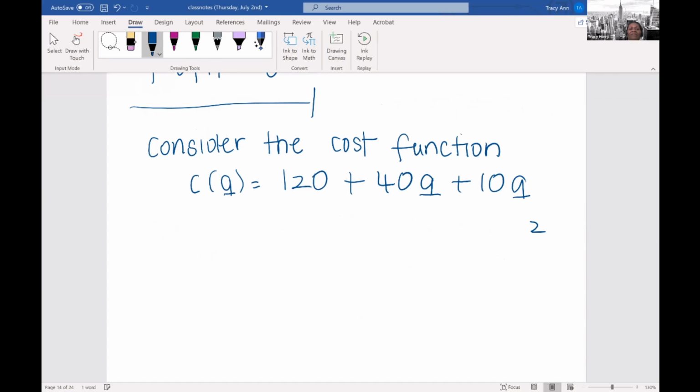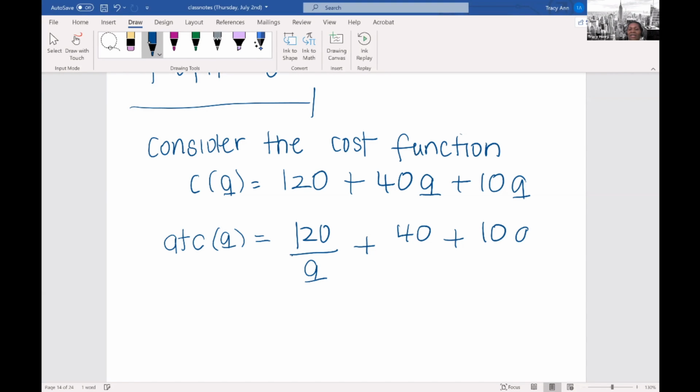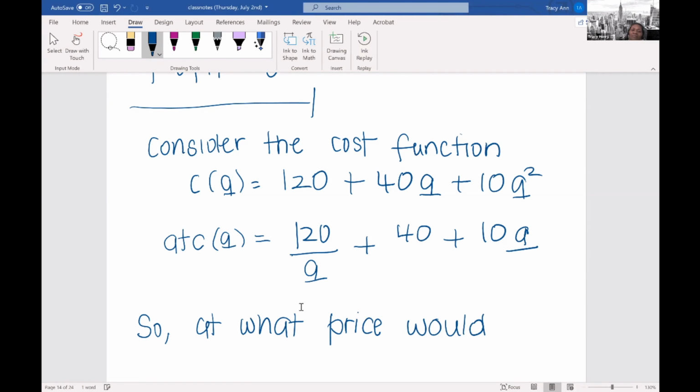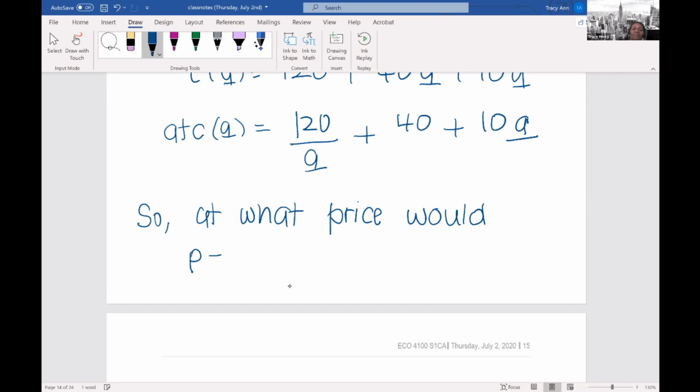Then, if we have the following cost function, we can find our average total cost, which is equal to 120 over Q plus 40 plus 10Q. So that's a big question. At what price would price minus average total cost equal 0? Where are we going to find the situation where price minus average total cost is equal to 0?